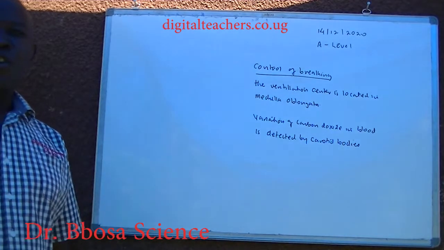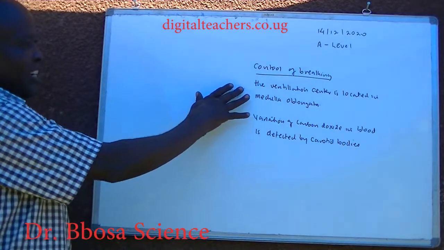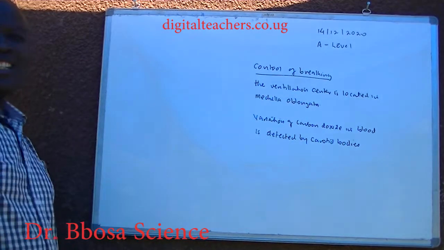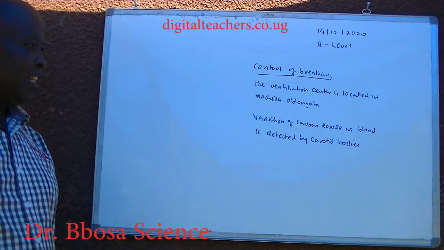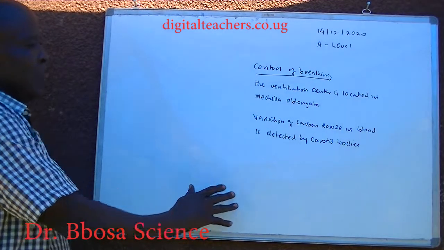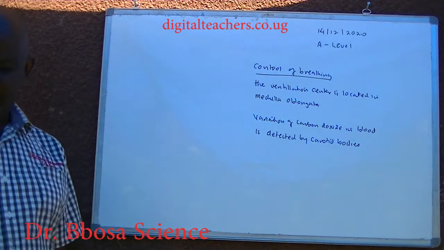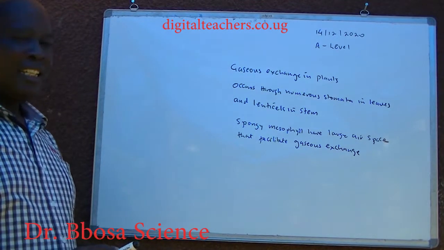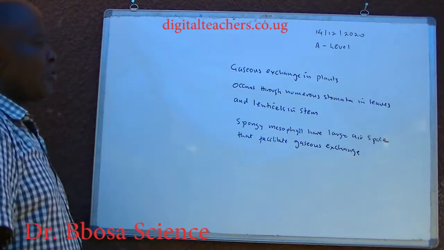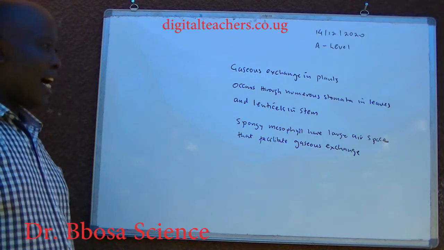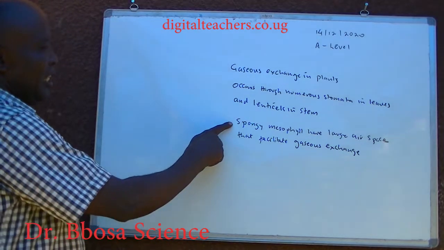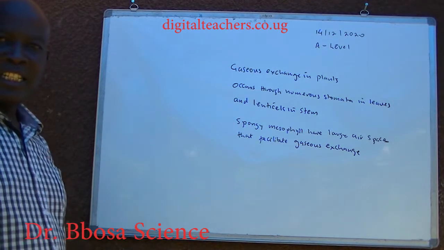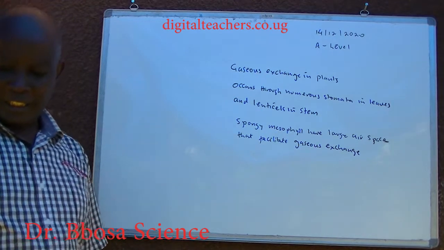Control of breathing. The ventilation center is located in the medulla oblongata. Variation of carbon dioxide in the blood is detected by carotid bodies. Gaseous exchange in plants occurs through numerous stomata in the leaves and lenticels in the stem. Spongy mesophyll has large air spaces that facilitate gaseous exchange.